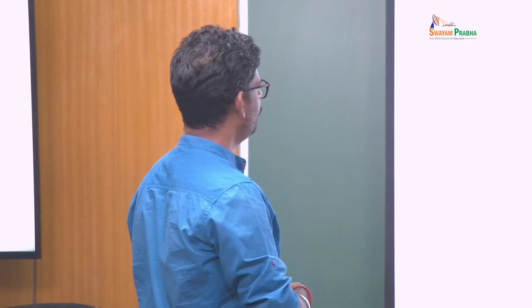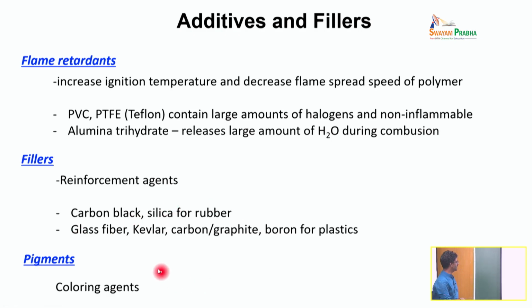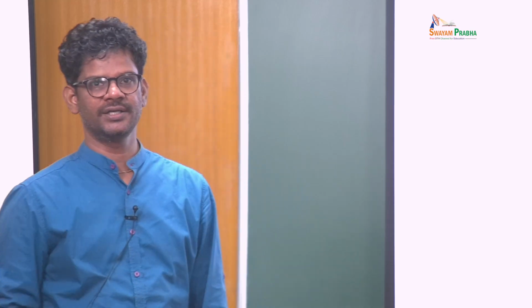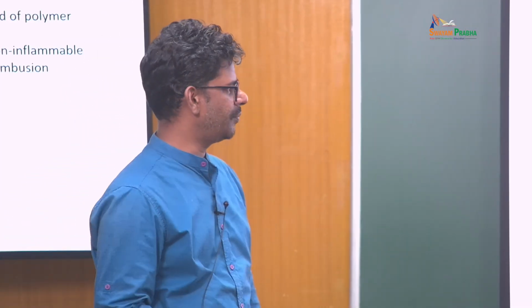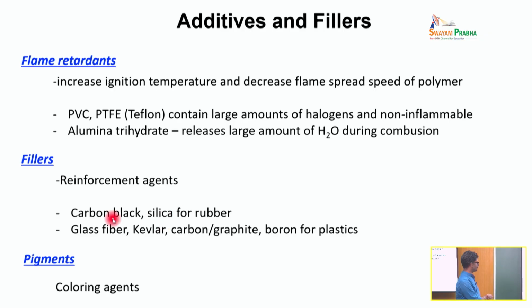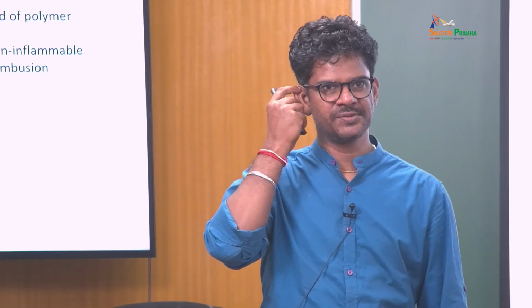And then going to fillers. Fillers are typically used for reinforcement to increase toughness, strength, hardness, etc. Typically carbon black and silica are added in rubber tires and rubbery materials. In textiles and apparels, and in plastic materials, they also add glass fiber, Kevlar, graphite, boron. These are typical examples of various fillers.